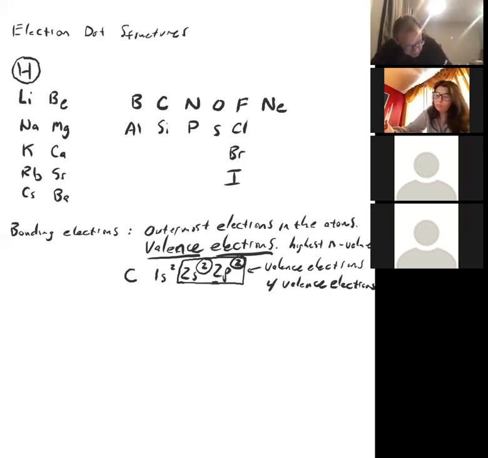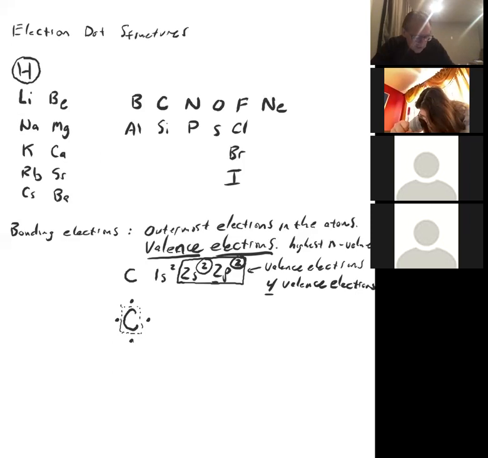And then what you do is you draw the symbol, and you take that number 4 and you represent it as dots. It's useful to think of the symbol kind of like a square. I'll draw a little dashed line to show you what I mean. Think of that as a square. You've got 4 sides on a square. So if you have 4 electrons, put 1 dot on each side of the square. You can have up to 2 electrons on each side. So that's essentially what we would call the Lewis dot symbol.